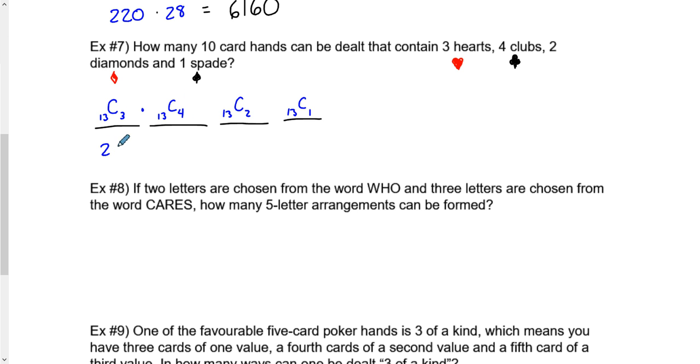13C3 is 286, 13C4 is 715, 13C2 is 78, and 13C1 is 13. So if you take 286 multiplied by 715 multiplied by 78 multiplied by 13, sorry, we get 207,352,860 different 10-card hands. Because that's 3 hearts, 4 clubs, 2 diamonds, and 1 spade, all 10 cards that we would need.